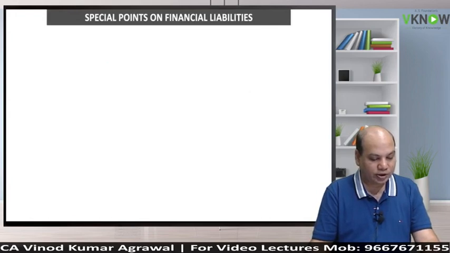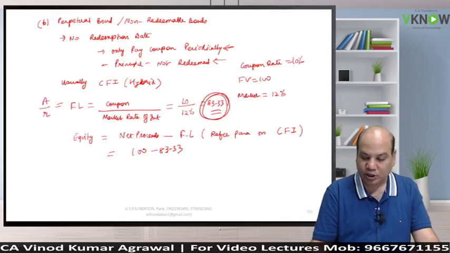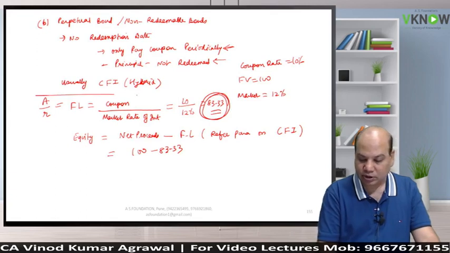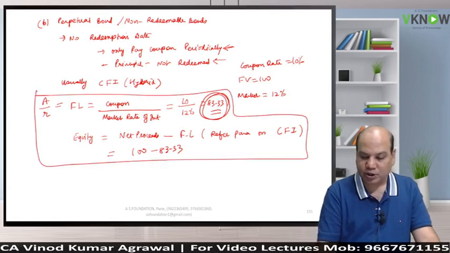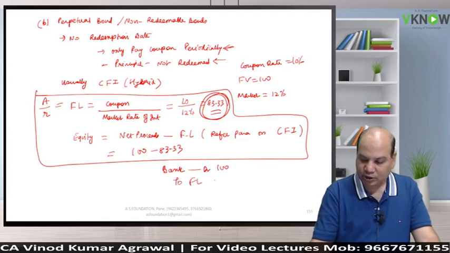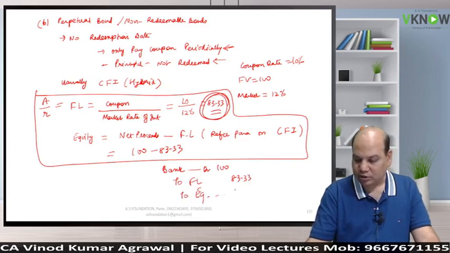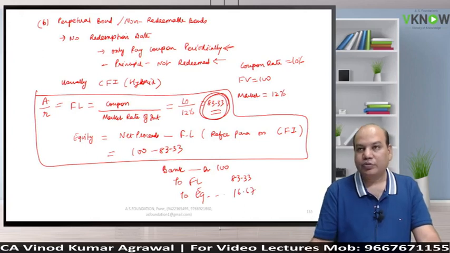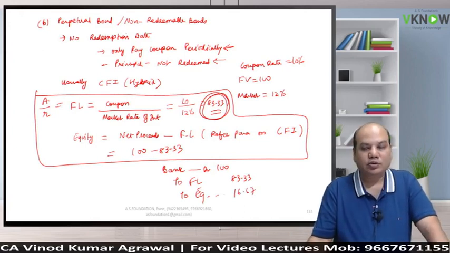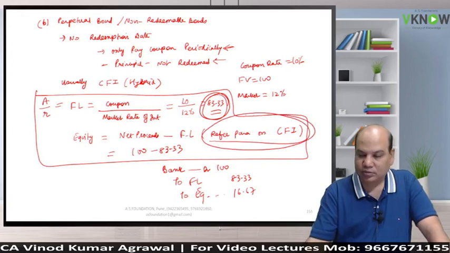The market rate of interest is identified for calculation of the financial liability, like I did this, and then split accounting is applied. This is called split accounting. 100 rupees has been split between the liability and equity. So when such an instrument is issued, bank account debit will be 100, to financial liability 83.33, and to equity the balancing figure, 16.67. This we will discuss in detail in this section called compound financial instrument.